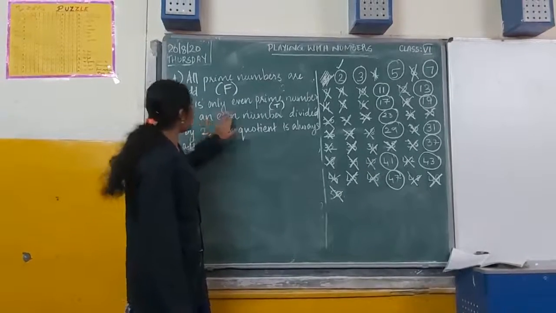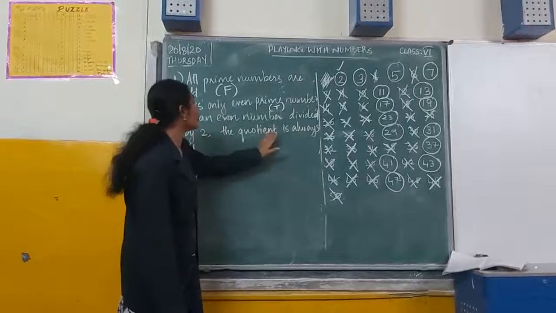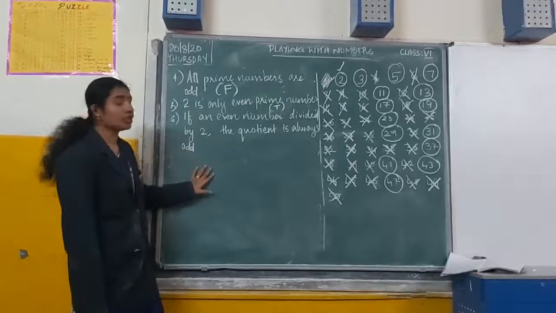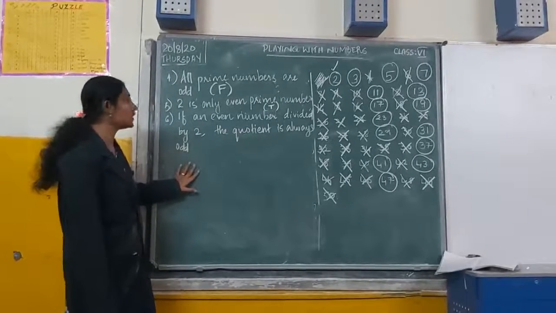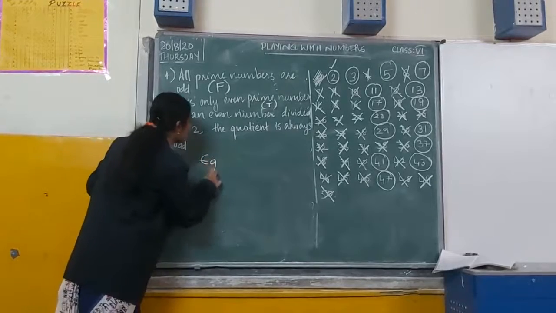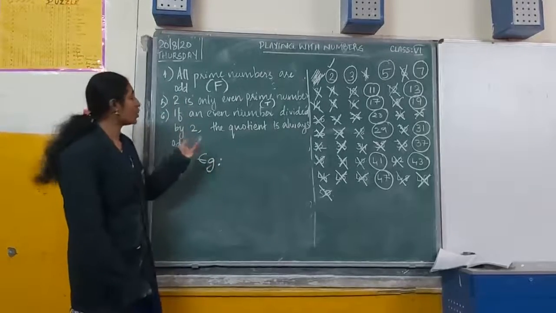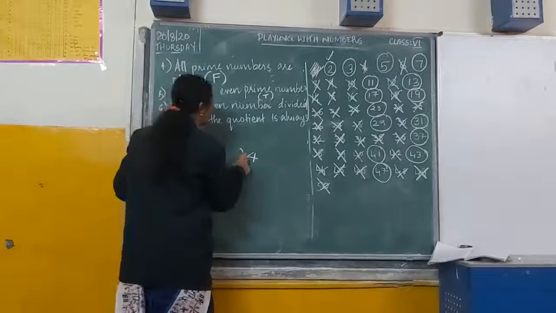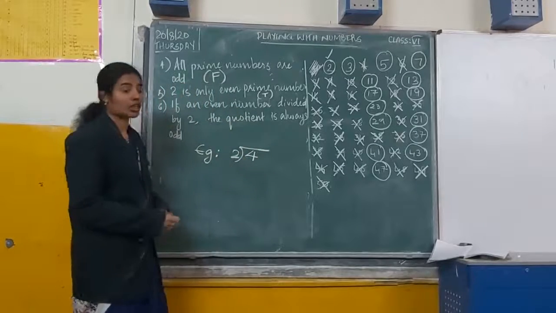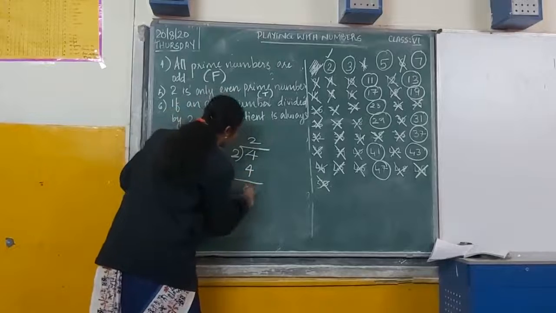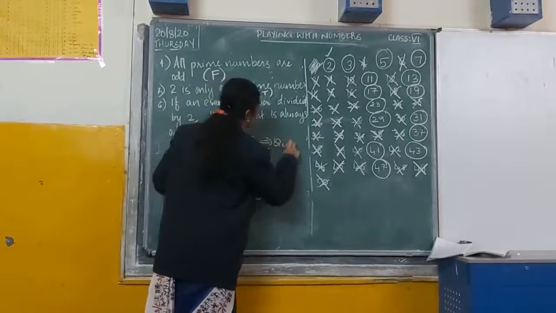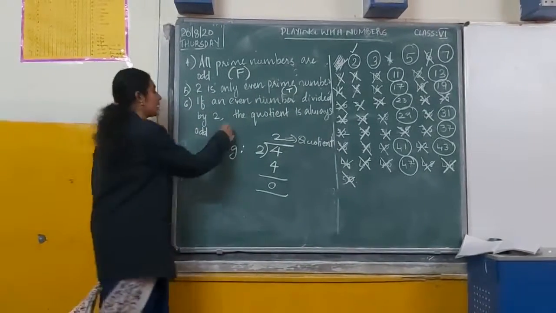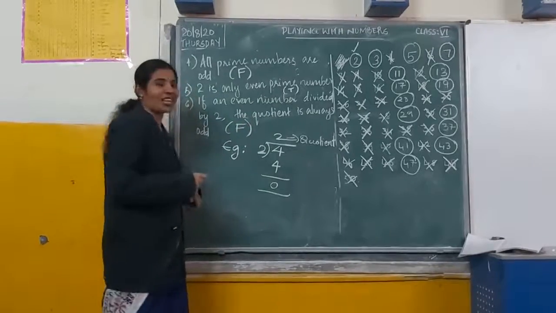Next one. If an even number is divided by 2, the quotient is always odd. By showing one example, first you take one even number, for example, 4. When you divide 4 by 2, what will be the quotient? 2 twos are 4. So the quotient is an even number. But in this statement, they have given the quotient is odd. So this statement is false, ma'am. False. Okay.